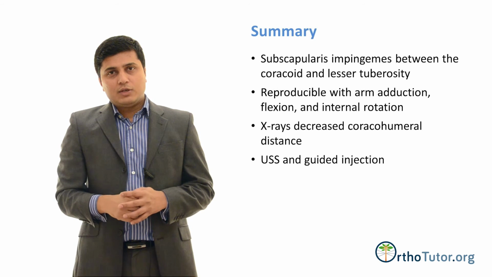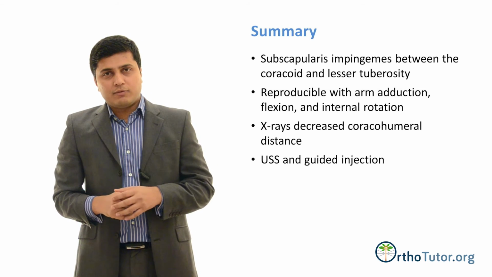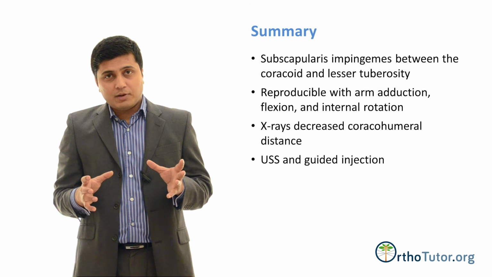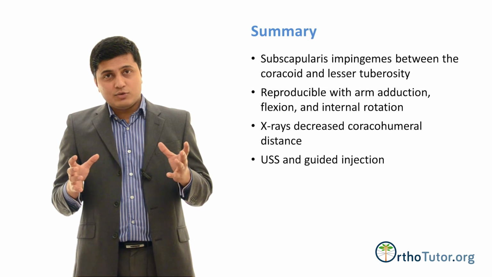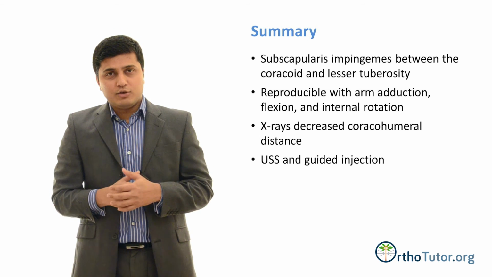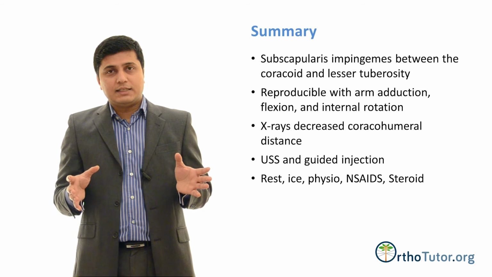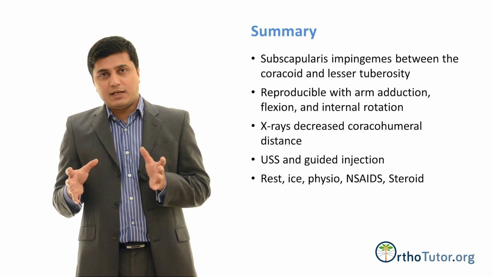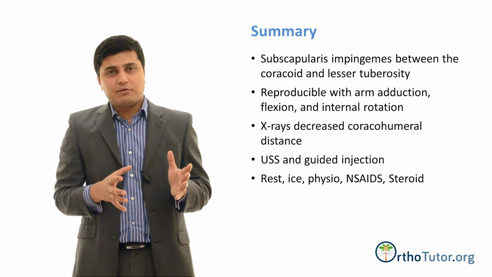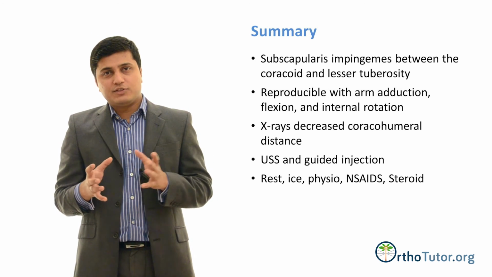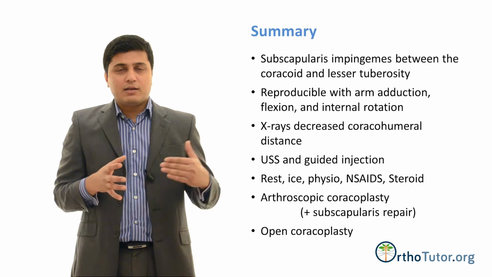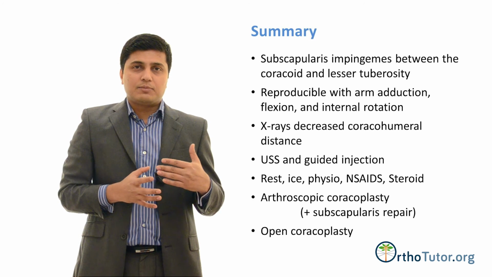X-rays are useful in identifying the profile of the coracoid. Ultrasound is useful for diagnosing subscapularis tear. MRI scan is useful, mainly the axial images can identify the space between the coracoid and the humeral head. Treatment, of course, is non-operative and operative. Non-operative will have rest, activity modification, anti-inflammatory medication and physiotherapy. Surgery is either open or arthroscopic coracoplasty plus or minus subscapularis repair.